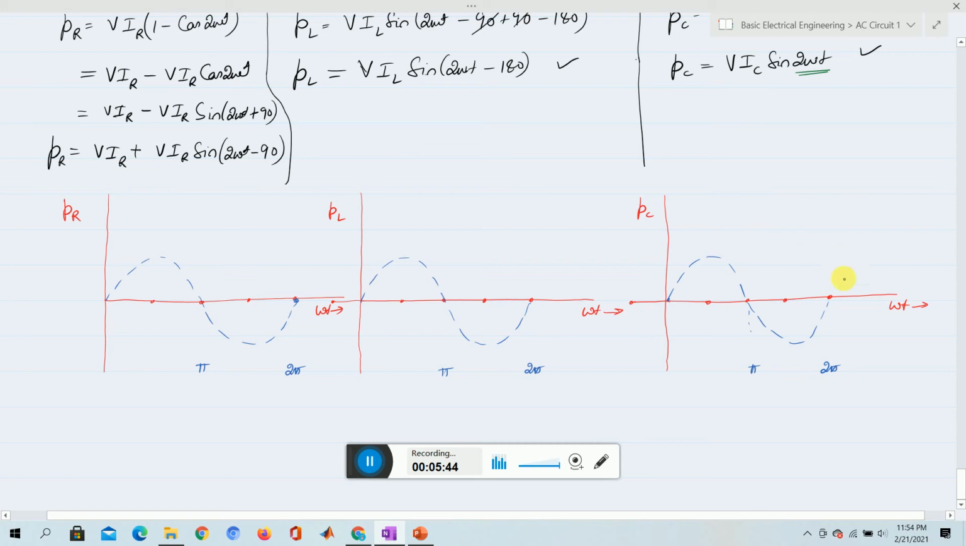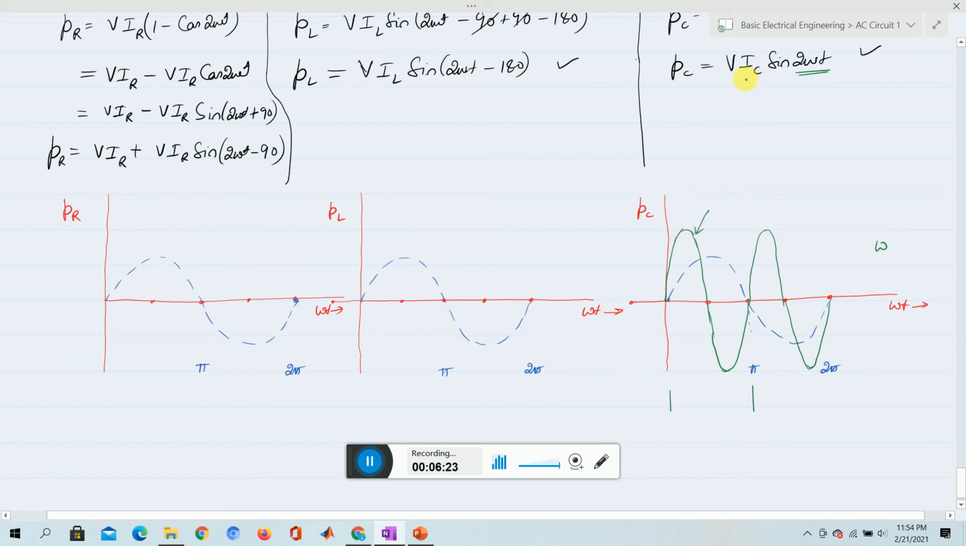So here the frequency is omega, but here it is 2 omega. So the time period is reduced, and now the same waveform will be repeated from 0 to pi. Let me try to draw one waveform which has twice the frequency of the normal sinusoidal waveform. So this is how we can draw a waveform with twice the frequency of the normal sinusoidal waveform. And this waveform we can give a name.